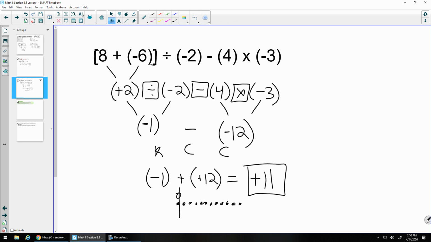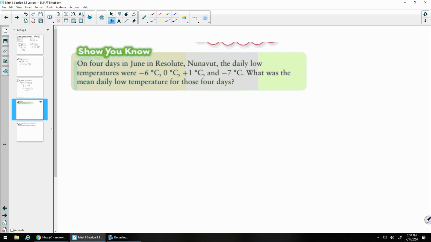Okay, so those are straightforward integer operation, order of operations problems. Hopefully that makes sense. Hopefully you're already used to order of operations. Now we're just adding negatives into the mix. Okay, let's do some word problems.